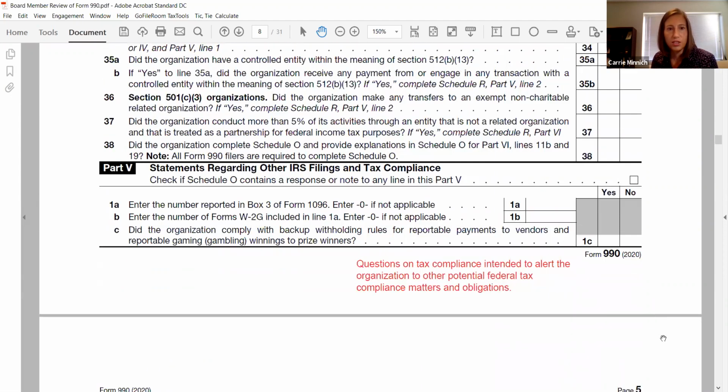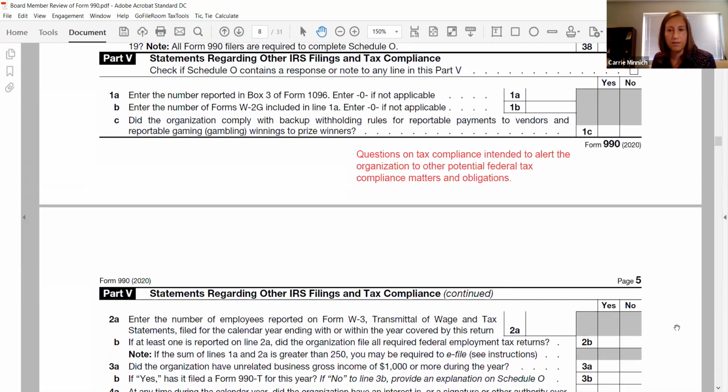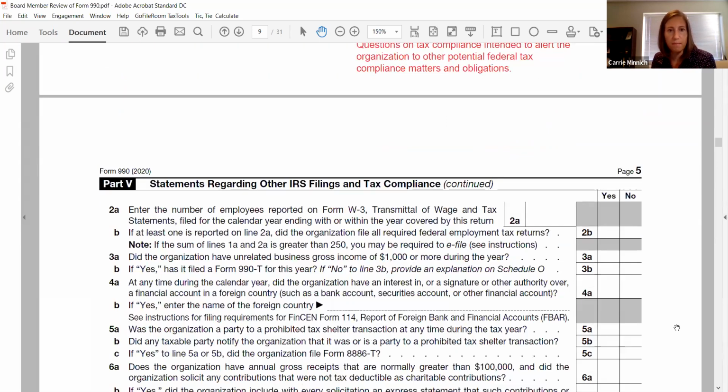Moving on to the next section, next part of the 990, statements regarding other IRS filings and tax compliance. Here again are 12 questions and information on tax compliance. So, did you file the W-2s, the 1099s, that type of thing. So here it's intended to alert the organization to other potential federal tax compliance matters and obligations. So again, I'm not really going to go into this section very much today, but just be aware that these questions need to be answered as well.